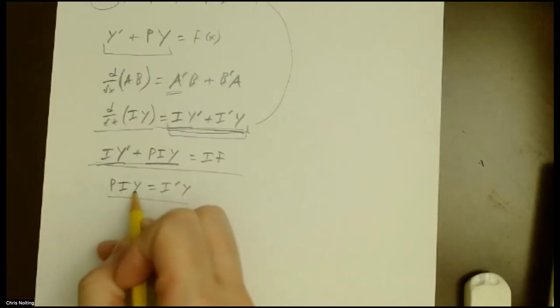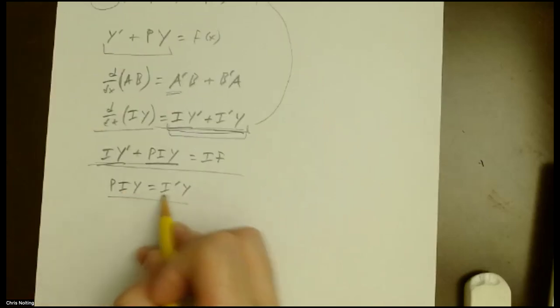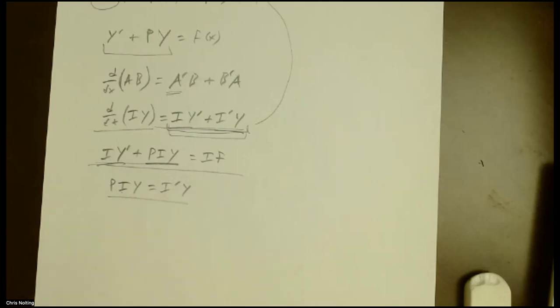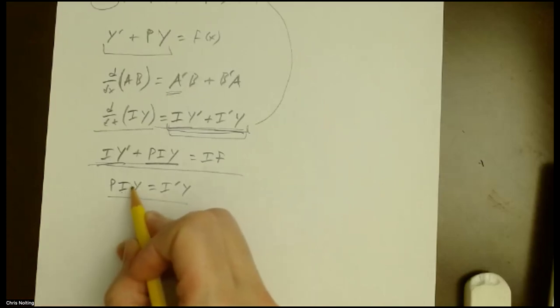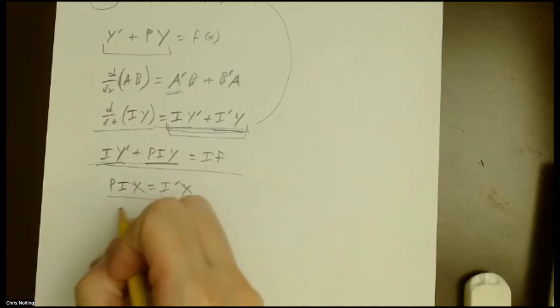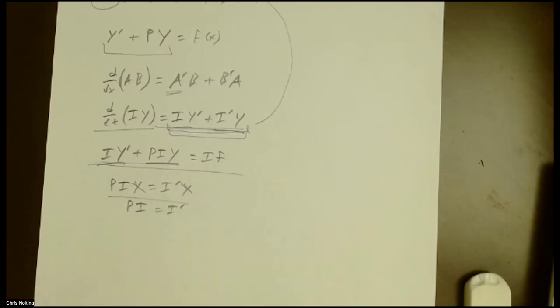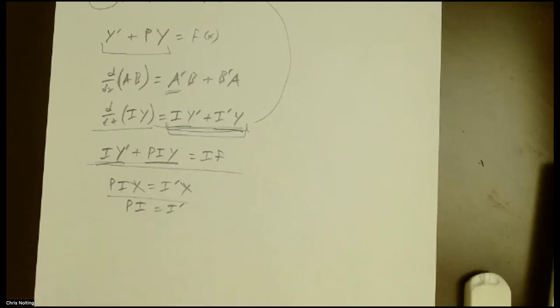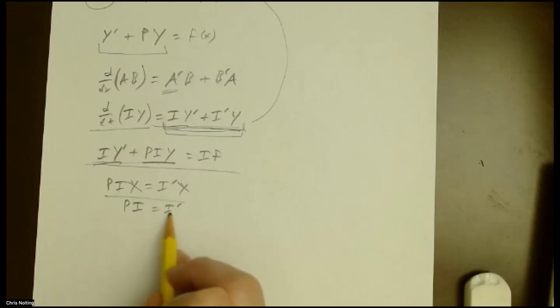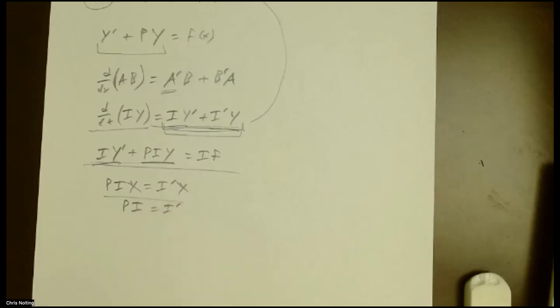So this PIY should equal I prime y. Of course, we can just cancel these y's. So I'll say PI equals I prime, and we end up with another differential equation. This one is, again, first order, because we now have I and I prime related to each other. But this one's easier. This one is separable even.